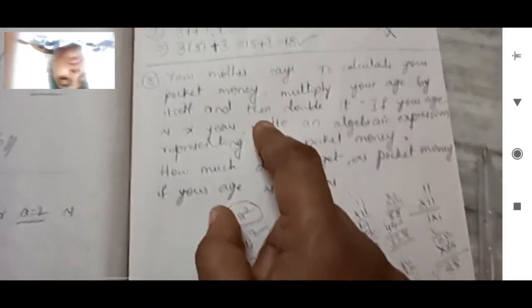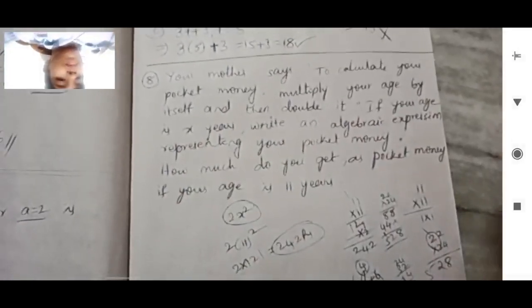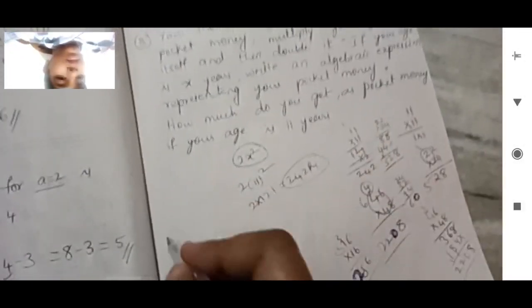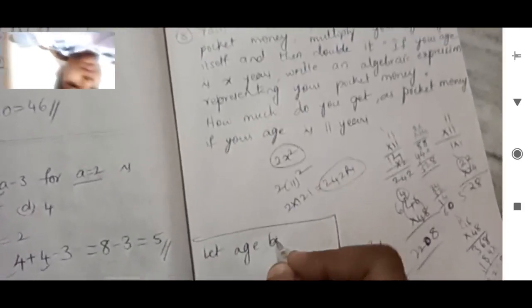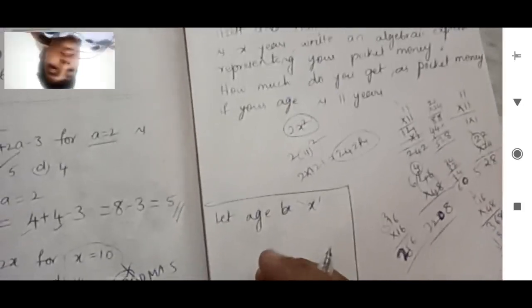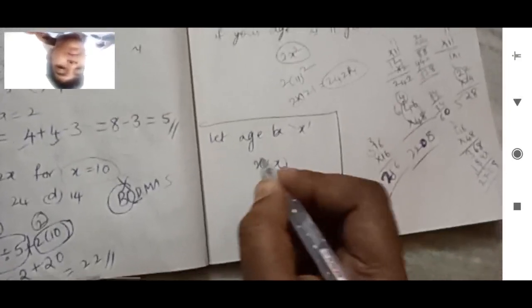So here we have to take the x value. Let your age be x. Let age be x. How do we write the algebraic expression? Multiply by itself means x into x, so we can write x square.